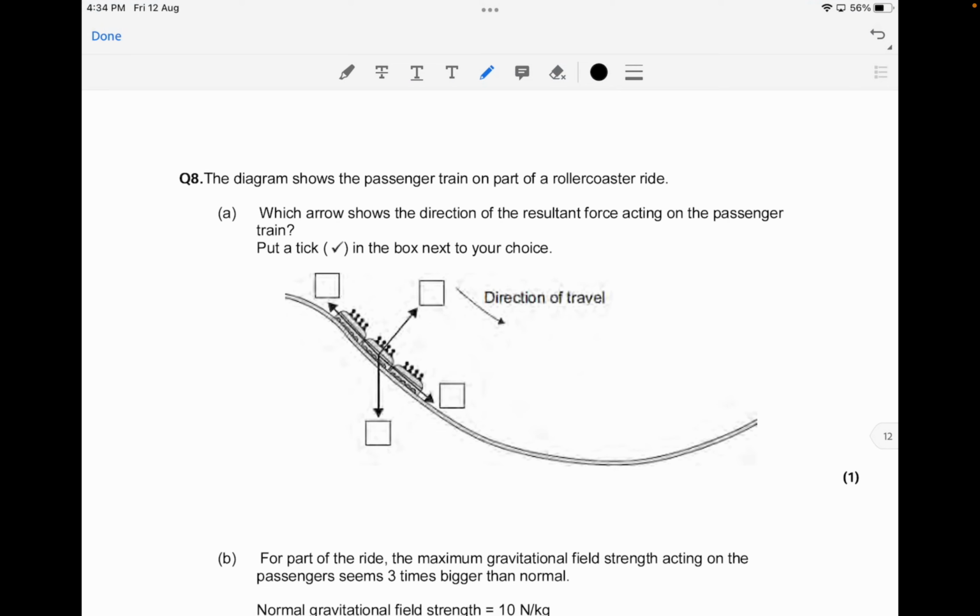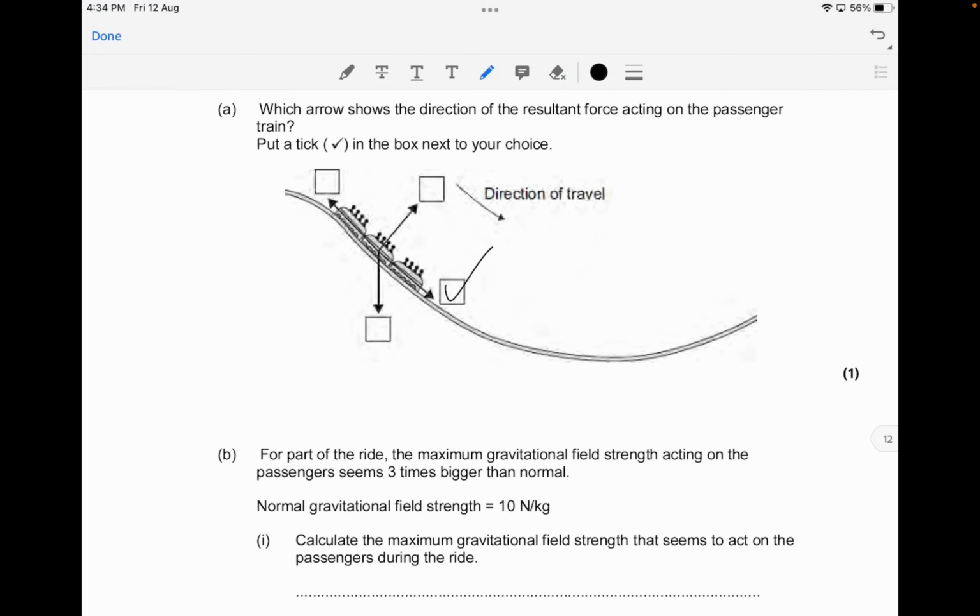Now the diagram shows a passenger train on part of a roller coaster ride. Which arrow shows the direction of the resultant force acting on the passenger train? It is going to be this part, where the resultant force is acting on the passenger train.